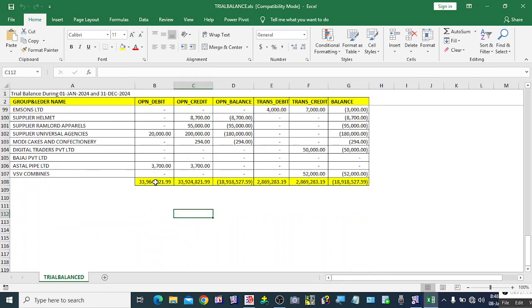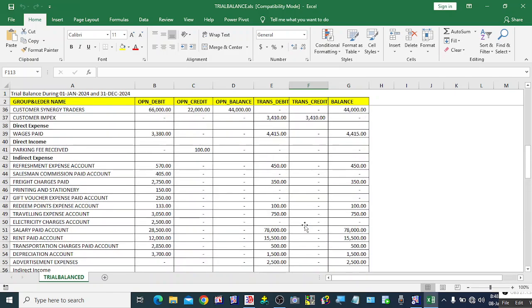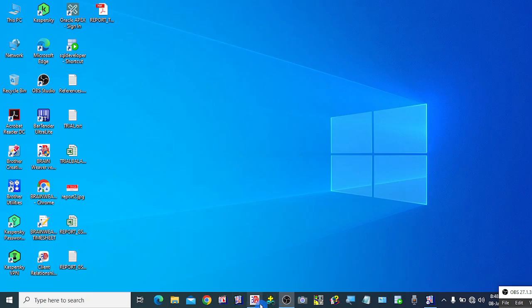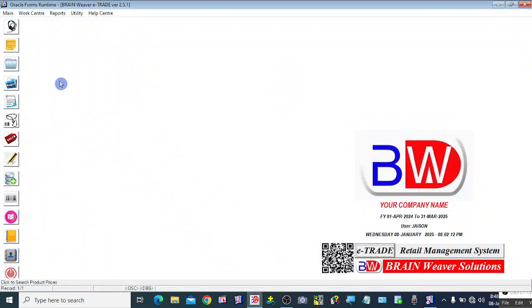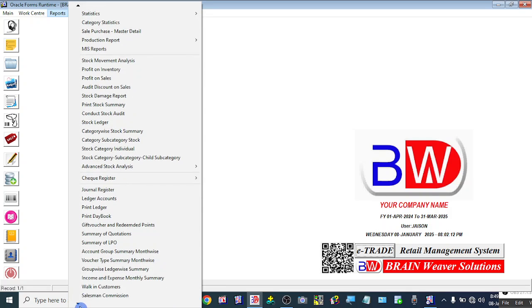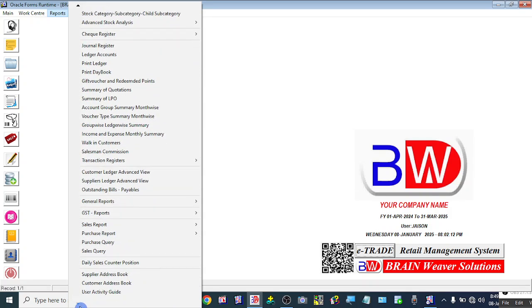Here we can see that the debit and credit always tally in this trial balance. With the help of this trial balance, it is very easy to prepare the profit and loss account and balance sheet. At the same time, we can also generate the profit and loss account and balance sheet from the reports in Brainweaver's e-trade retail management system.